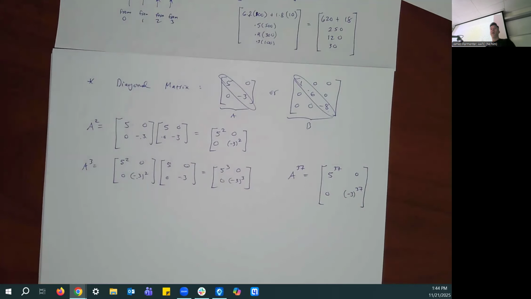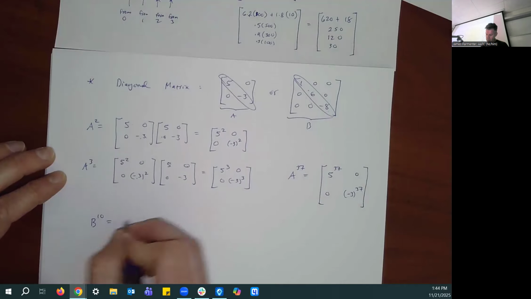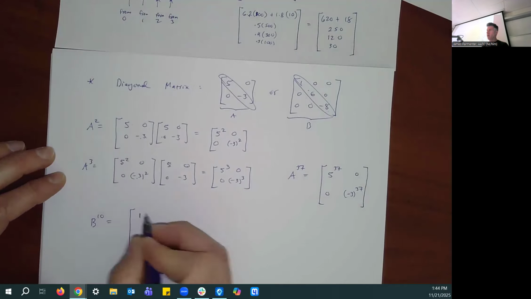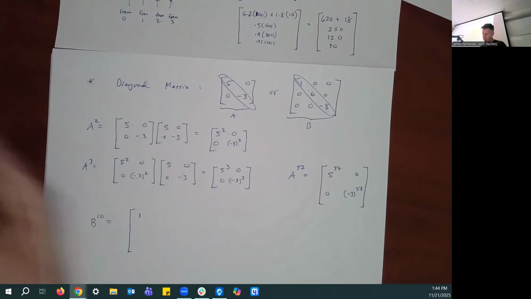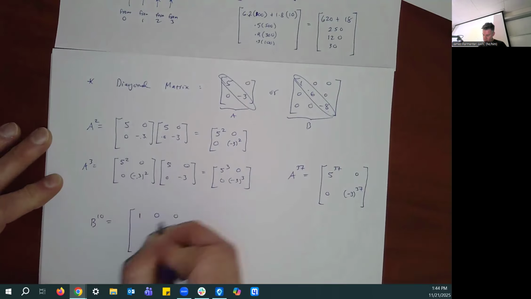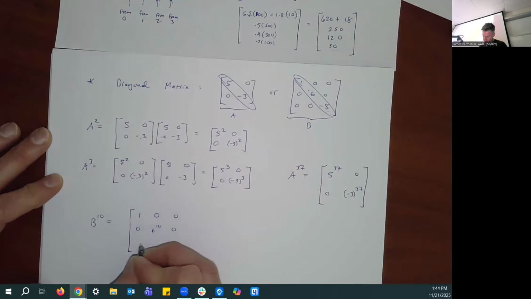And that's true for any diagonal matrix. So for this matrix B here, if I want to know what B to the 10th power was, I'm not going to write 1 to the 10th. 1 to the 10th is 1. You should write 1. But any other number raised to a high power, just write it like that. So you're going to get 0, 0, 0, 6 to the 10th power, 0, 0, 0, -8 to the 10th power.